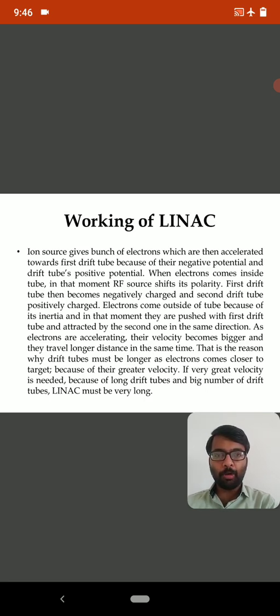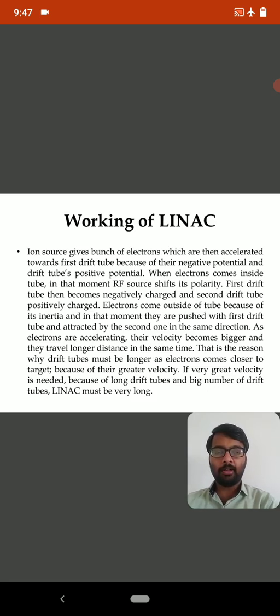So that is the reason why drift tubes must be longer as electrons come closer to the target, because of their greater velocity. In between two consecutive drift tubes, the electrons will be accelerated, meaning the velocity is increased so that the energy is also increased. So as the electron travels from the ion source towards the target, the length of the drift tube increases because of the greater velocity. Because of their greater velocity, the energy is also increased.